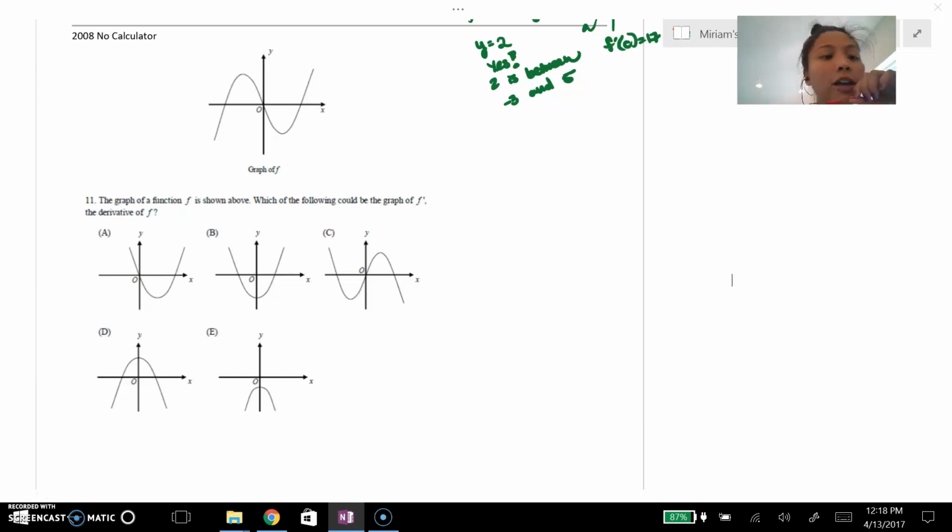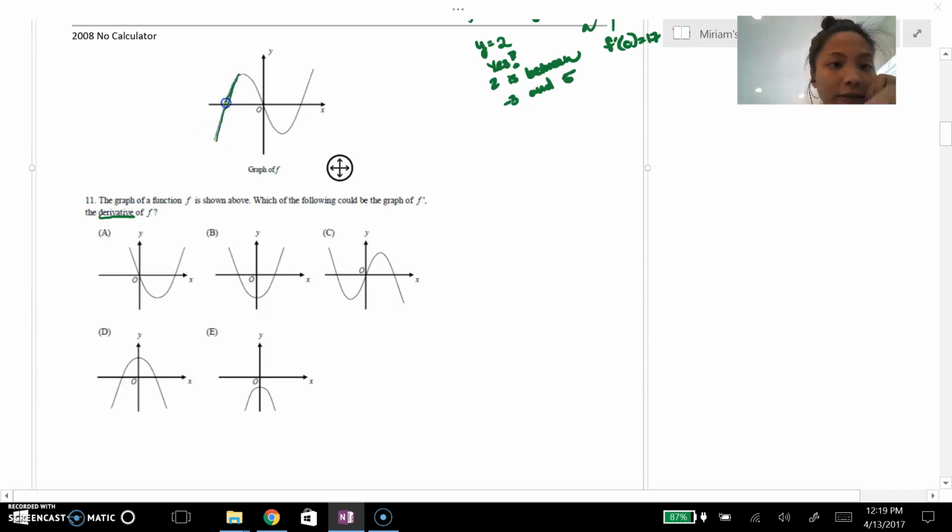Let's start. So you have a graph of a function f shown above. Which of the following is the graph of the derivative? I know many people dislike this, but we can do it. We have to do it piece by piece. Let's look at the graph. The first part is increasing, so that means the derivative is positive, which is above the x-axis.